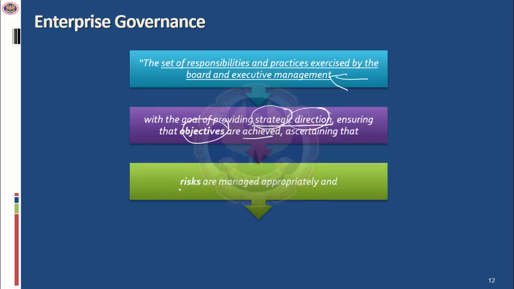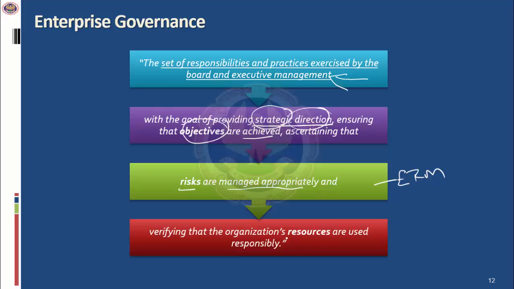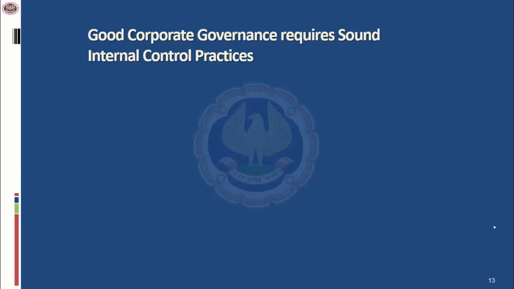And you also need to ensure that the risks are managed appropriately by having the appropriate enterprise risk management. You also need to ensure that the organization's resources are used responsibly, which is why we also have something called the accountability mechanism. Who is accountable for the resources? What are the delegation within the enterprise? Who can do what? What are the powers?